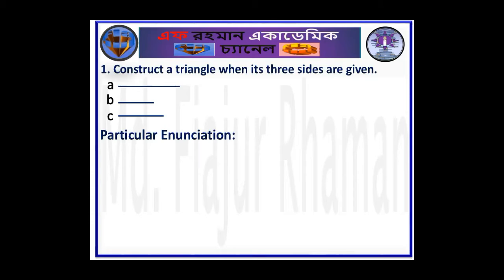Such types of questions are not generally set. Questions are set with particular data such as the lengths 5 centimeter, 6 centimeter, etc., and the angles 30 degrees, 40 degrees, etc. Such types of questions will be discussed later on from exercise 9.3 of your book.